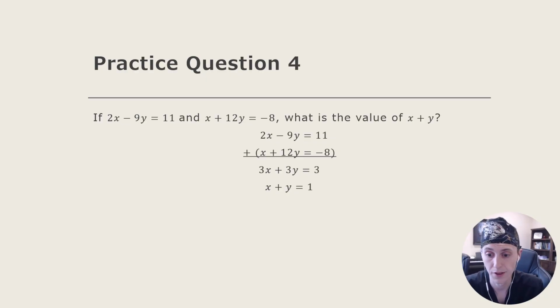Now, you could still have gone through and solved the problem for x and then solved for y by manipulating the equations and doing what we just did in the last practice problem. But if you can identify the shortcut like this, then you'll be cruising.